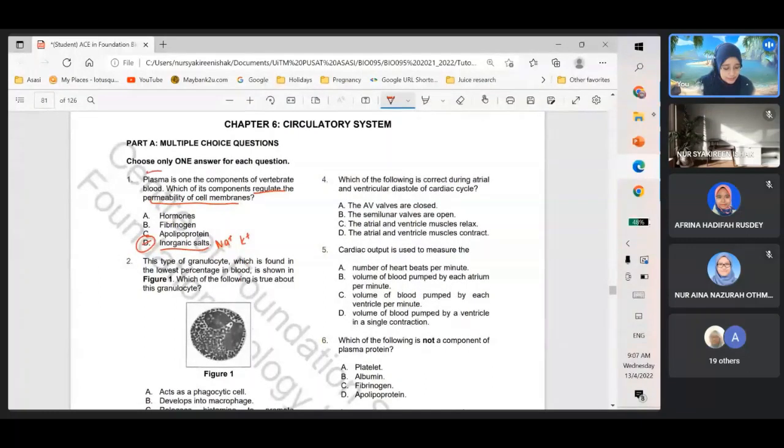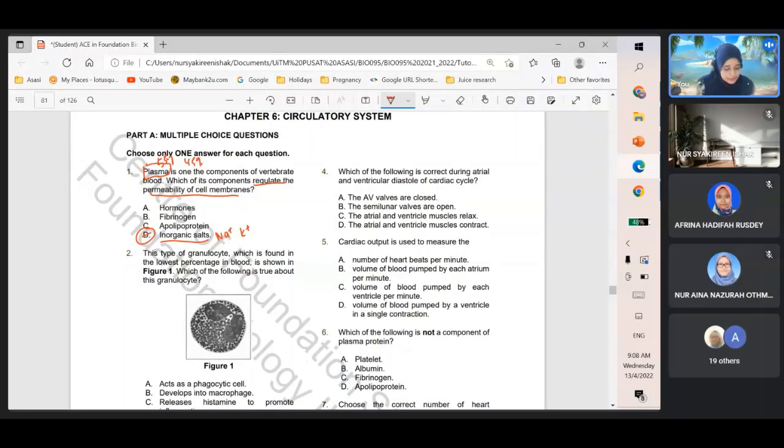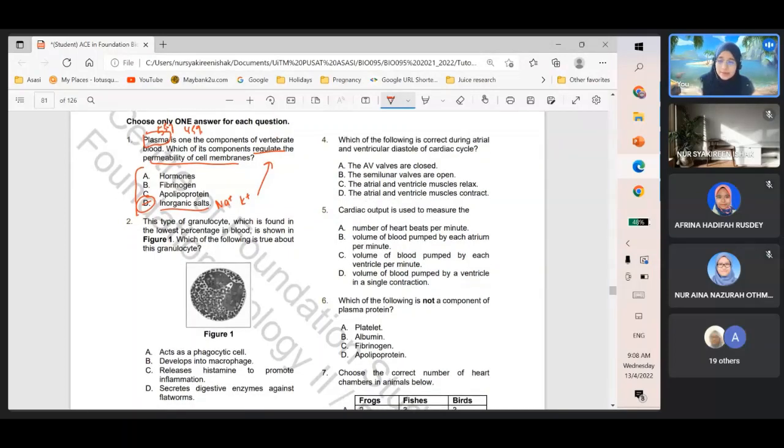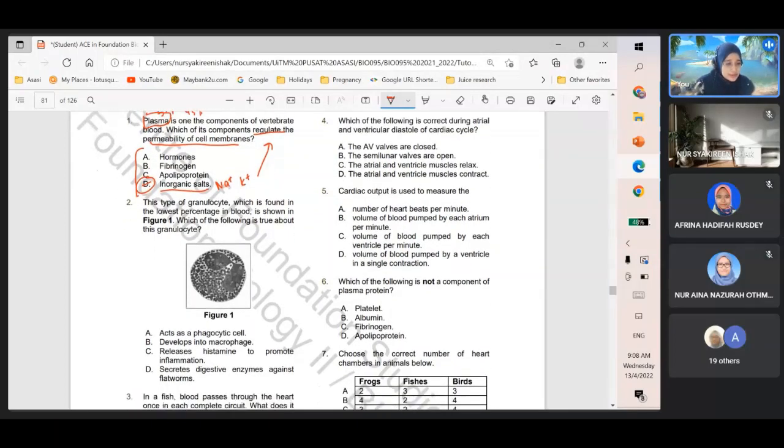And then furthermore, plasma is a portion of the blood. Okay, it consists of how many percent? 55%, and the 45% it consists of what? Cellular elements. Okay, the cellular elements are the white blood cells, red blood cells, and also platelets. So basically semua ni adalah component of plasma. Cuma you have to choose which involve in regulating the permeability of cell membrane. Okay, so thank you Afrina.